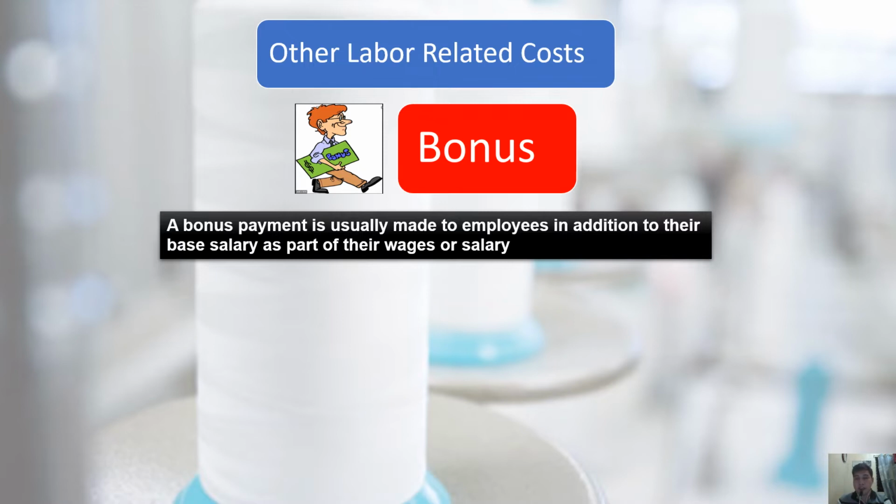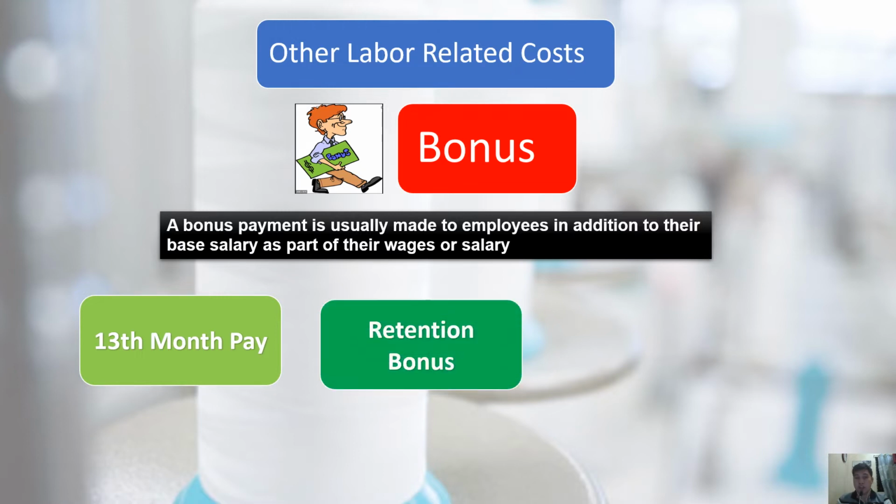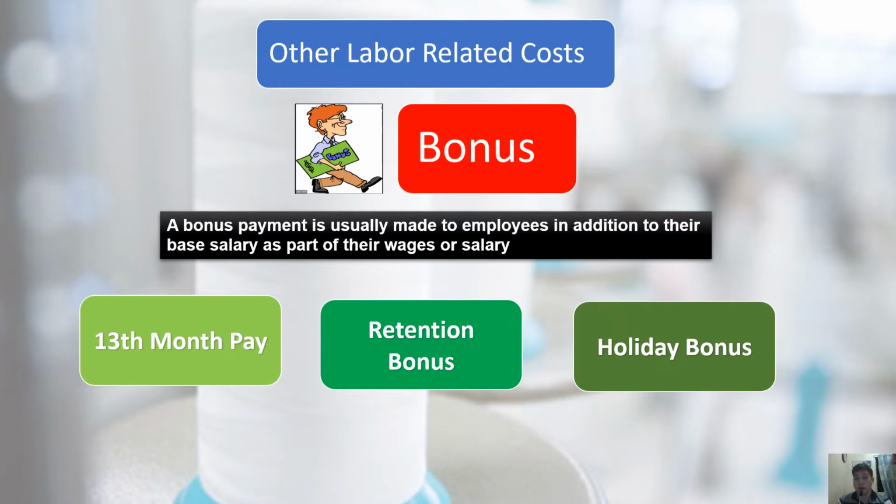So normally, if a factory or a business attains a certain level of accomplishment, nagbibigay po yan ng bonus sa kanyang mga workers. So bonus may be in the form of 13th month pay, which is mandated by the law, or it also may be in the form of retention bonus. Ibig sabihin, kapag nag-stay si empleyado sa company for a certain period of time, pwede siyang mabigyan ng bonus depende sa company policy. It can also be a form of holiday bonus. So aside from the 13th month pay, pwede rin magbigay ng holiday bonus si ating employer.